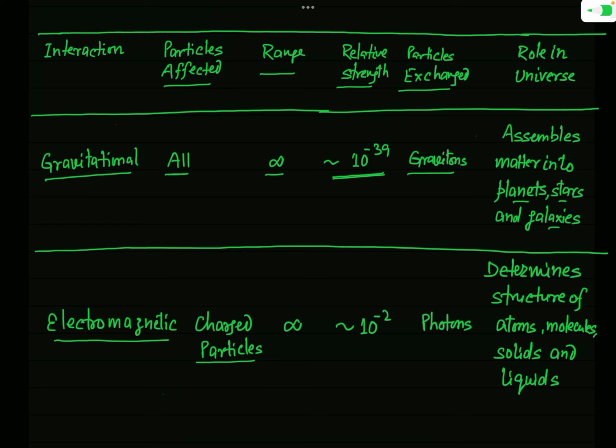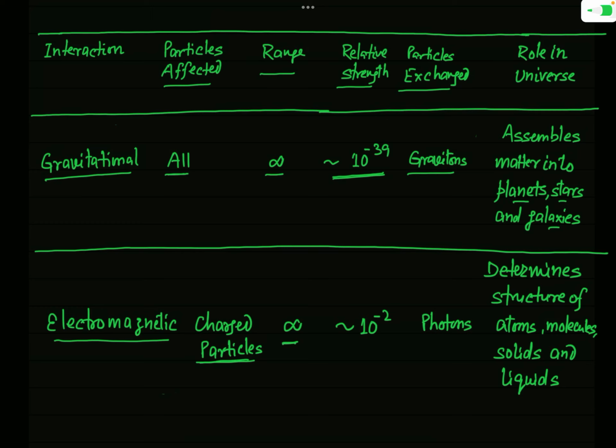Electromagnetic interaction affects only charged particles. No neutral particle, chargeless particle will be affected by this electromagnetic interaction. And like gravitational interaction, its range is also infinity. It means it will be effective when the separation between the two charged particles is very large. Even then, electromagnetic interaction is effective.